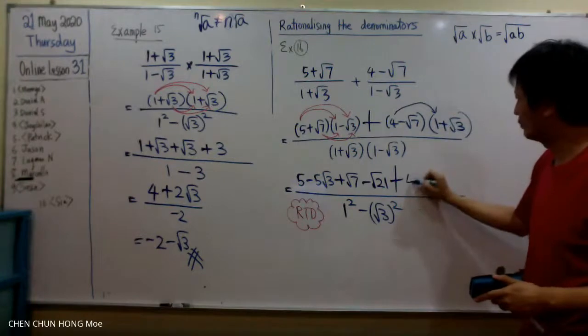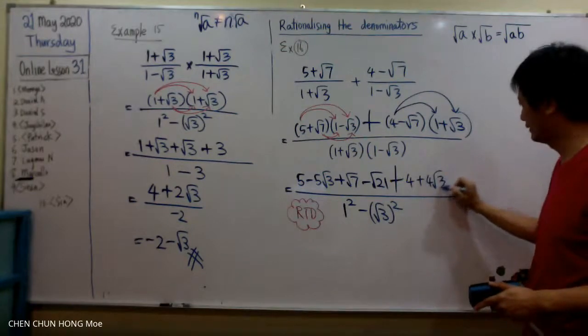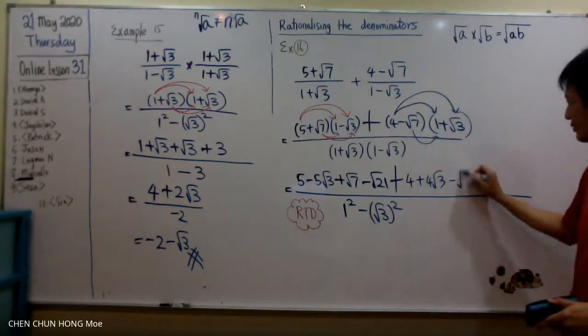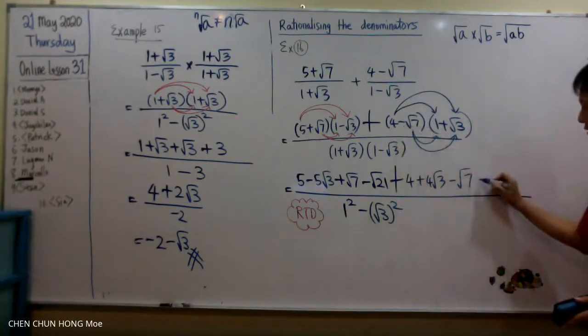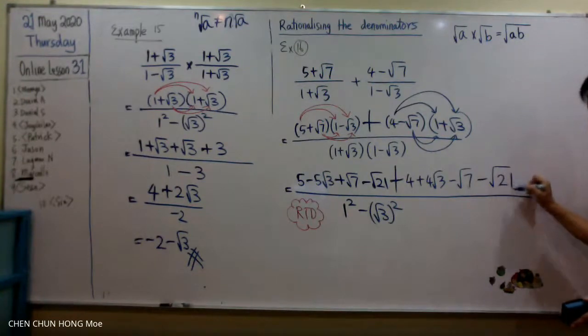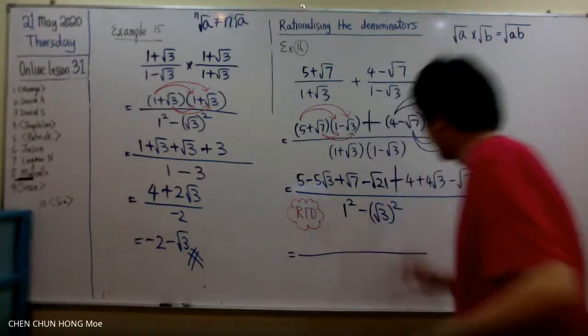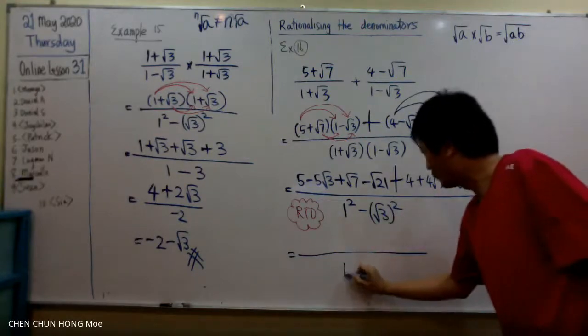4 multiplied by 1, 4. 4 multiplied by this, so slowly, plus 4 square root 3. To extend this, I get minus square root 7, another one of this, minus plus minus square root 21. Okay, let me finish first, maybe then we can talk. So 1 squared minus this, cancel each other, so we get 1 minus 3.